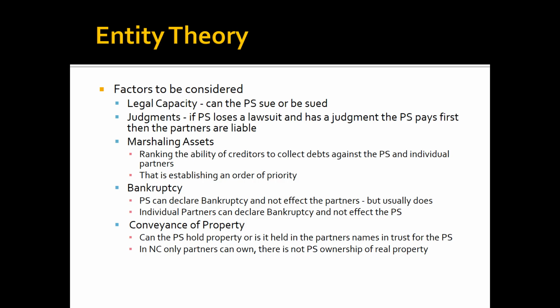Bankruptcy. Federal bankruptcy law recognizes that partnerships can declare bankruptcy, and it doesn't necessarily affect the individual partners, although it usually does in some way. Individual partners can declare bankruptcy, and this does not necessarily impact the partnership itself. Can partnerships own property, and can they buy and sell it? Now, in North Carolina, only the partners. So if you go, there's not, in the little line, who's the owner here. In North Carolina, there's not a little box that you can check that says partnership. Corporations can own property, or people, but not partnerships.